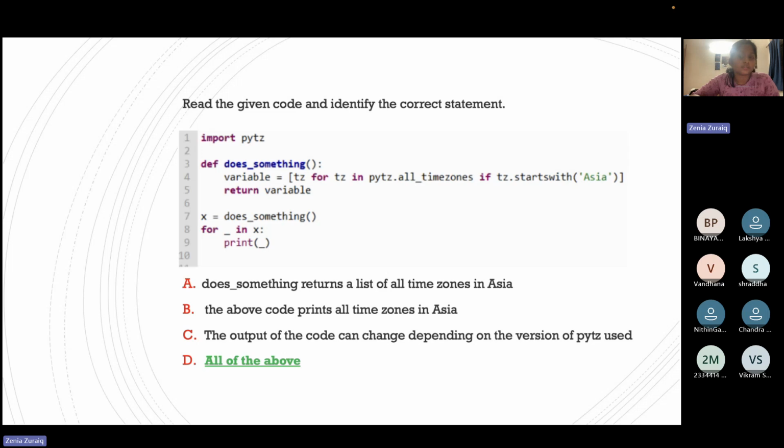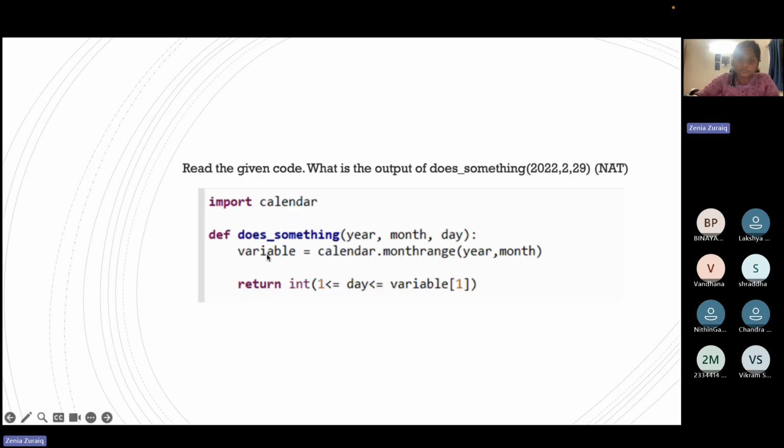So that's why the version of this time zone module, the Python time zone module, also matters, because there may be very small variations that have happened as well. Okay, so this is the answer. I hope everyone's okay with it. I'm going to the next question.